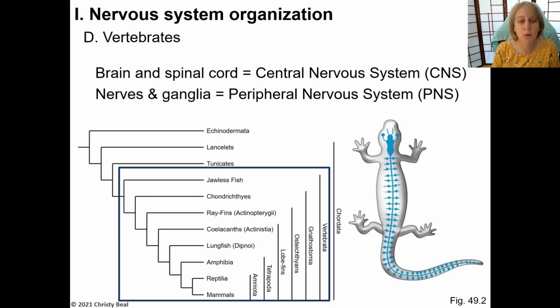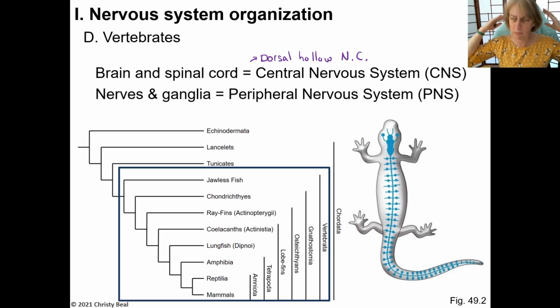If I look at vertebrates within the chordata, so I'm going to skip the basal chordates and look just within the vertebrates, we find the development of a very specific brain and spinal cord. These develop from the dorsal hollow nerve cord that we talked about when we first discussed the chordates. The dorsal hollow nerve cord we've seen in the last lecture folds in from the ectoderm in response to signaling from the notochord. It causes it to fold in and form that dorsal hollow nerve cord.